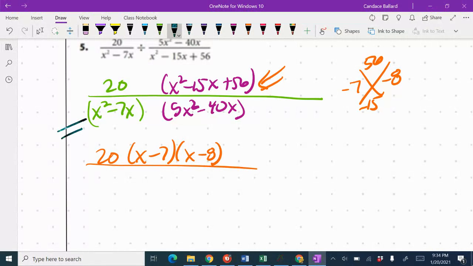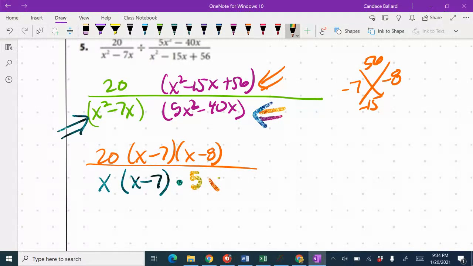We're going to look at this one right here. It looks like I've got a greatest common factor of x. So I'm going to pull that out, and I'm left with x minus 7. Then I'm going to look at this one right here, and I'm going to look for a greatest common factor first, which looks like I have a 5x, and I am left behind with x minus 8.